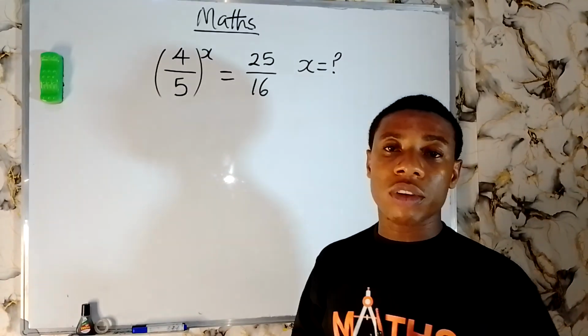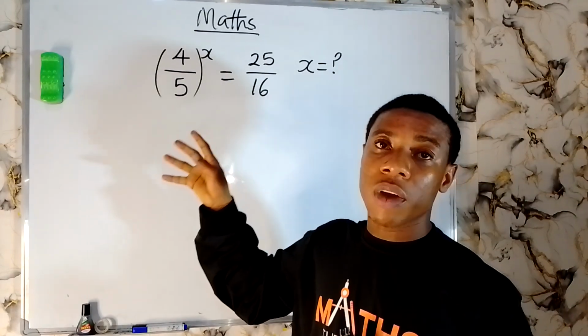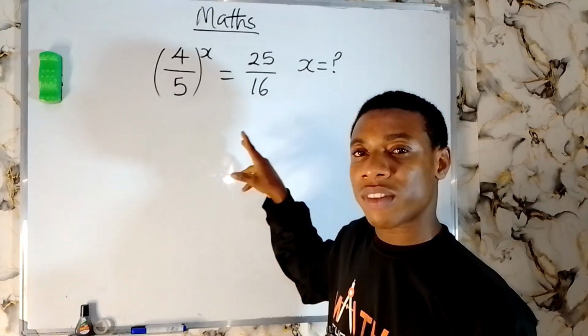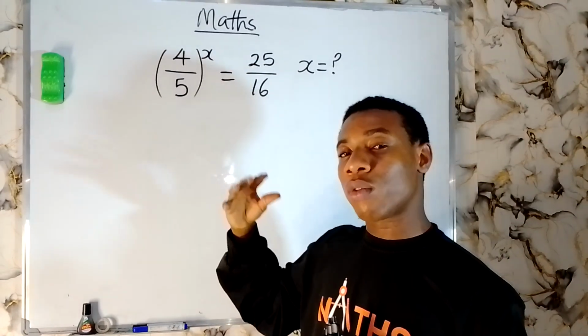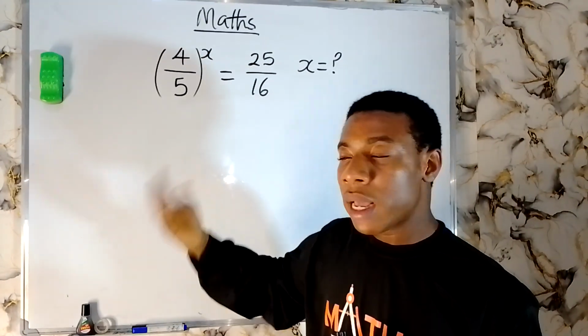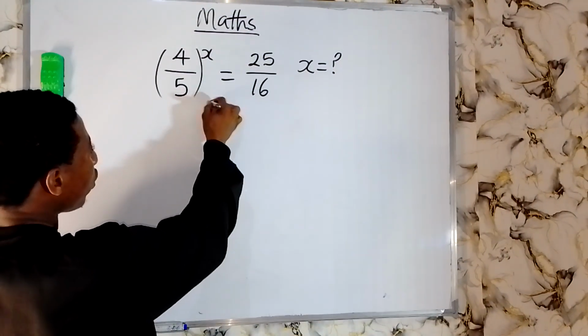So up here we have a very interesting question, and the question implies that (4/5)^x equals 25/16. We are asked to solve for the value of x, or in other words, we are asked to find the value of what? x. So let's start with the solution, a quick one.